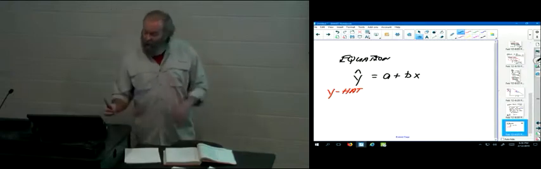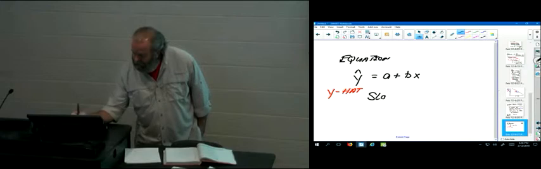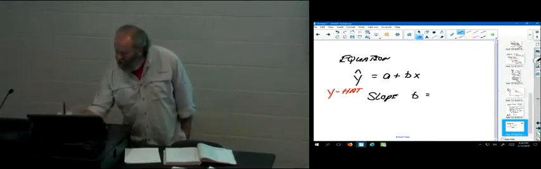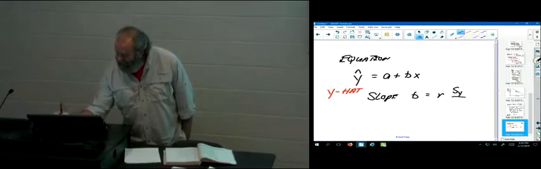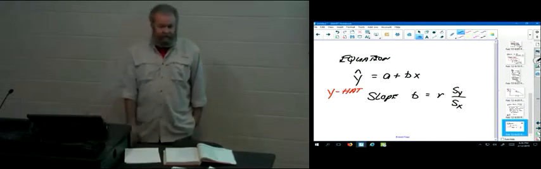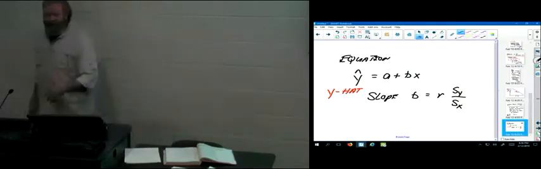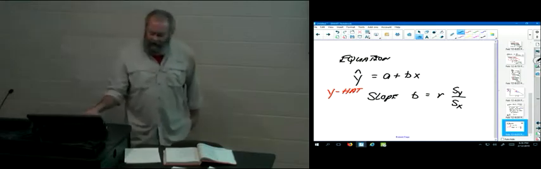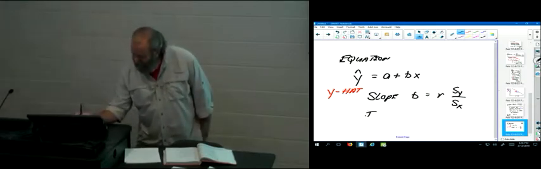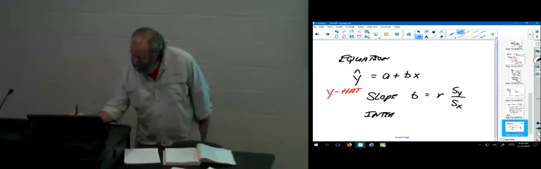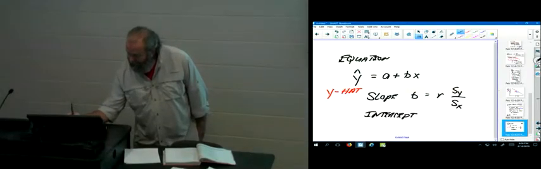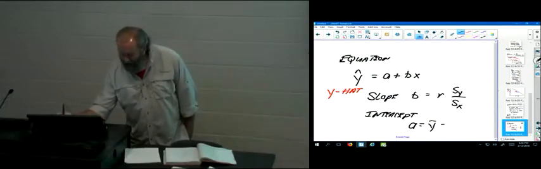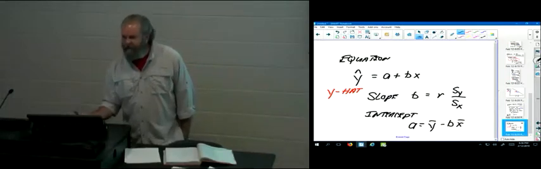Now, remember, the slope is b, and how is it calculated? Well, it's r times the standard deviation of the y's over the standard deviation of the x's. So if we knew the correlation and we knew the standard deviation of the y variable and the standard deviation of the x, that's how you would calculate the slope. And the intercept, the y-intercept, a, is calculated as follows. It's the mean of the y's minus b times the mean of the x's.